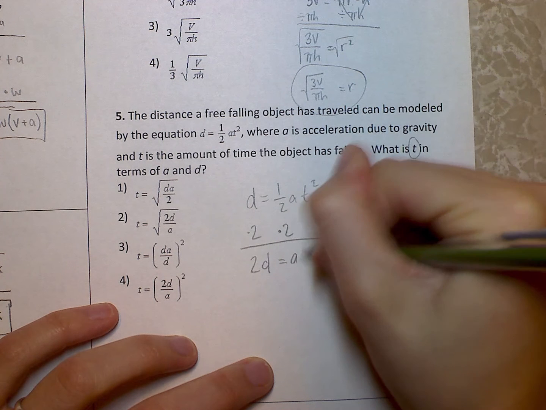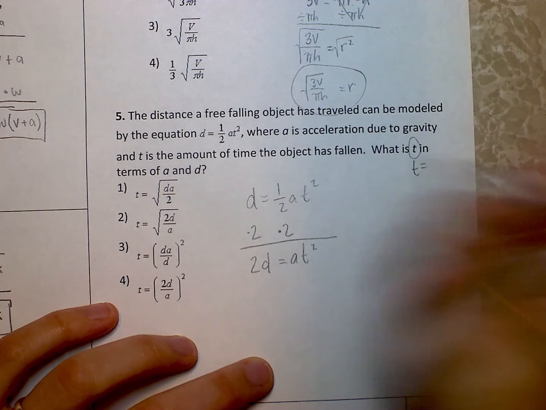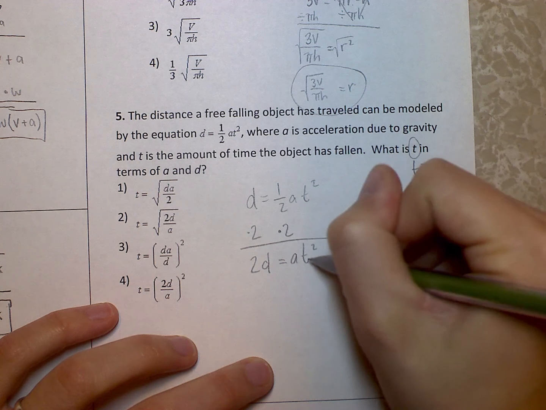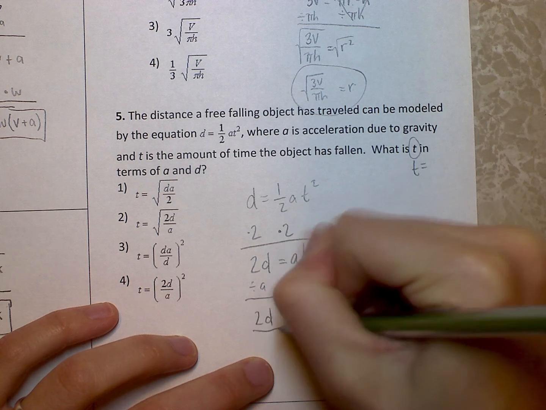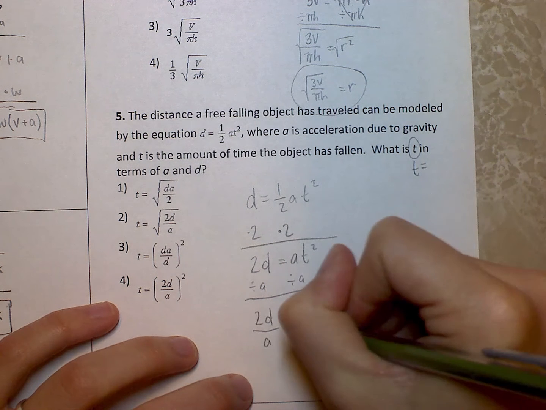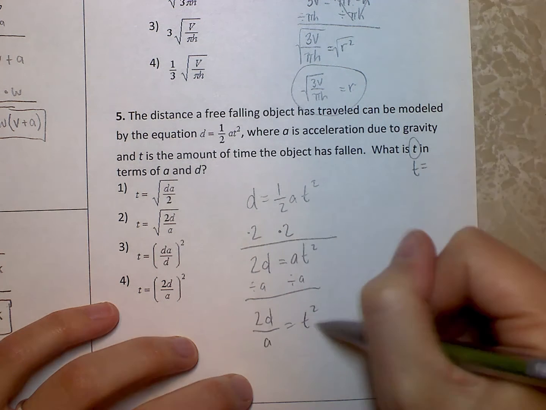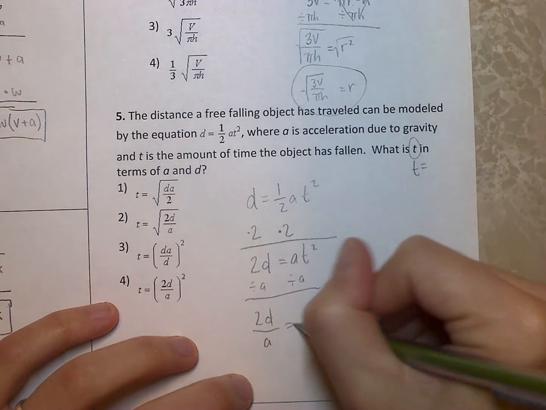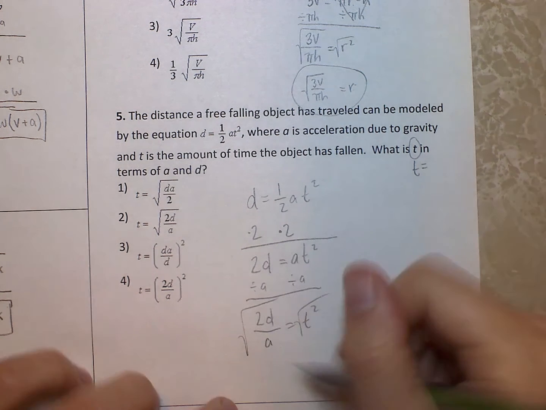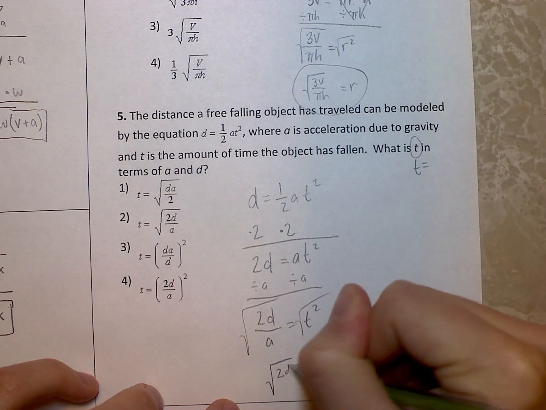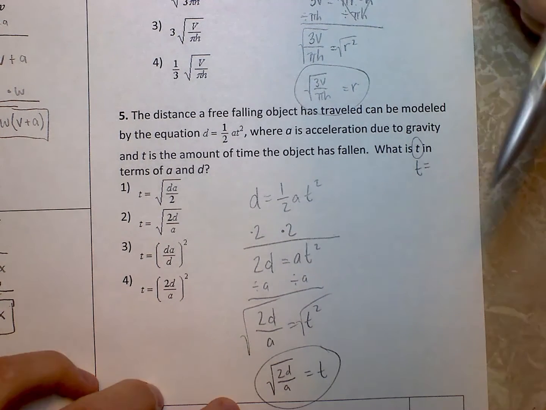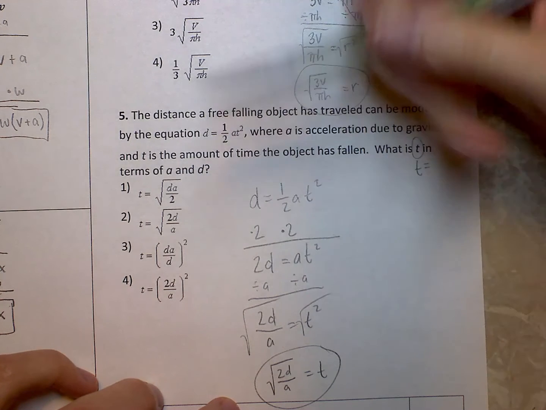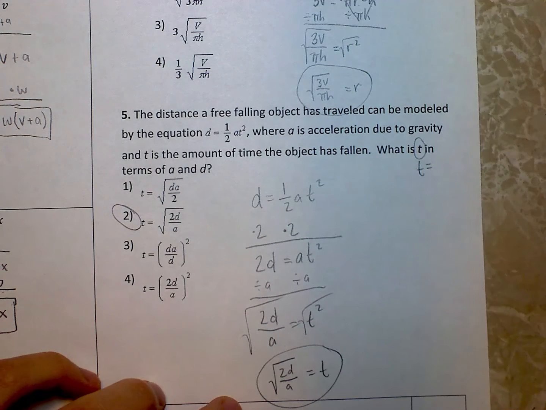2d equals a t squared. Next, I want to get the t by itself, so I'm going to get rid of the a. I get 2d over a equals t squared. And then the last thing is, something's being squared, the opposite is square root. So I'm going to square root 2d over a, and that equals t. And that answer choice is here. And I'm done.